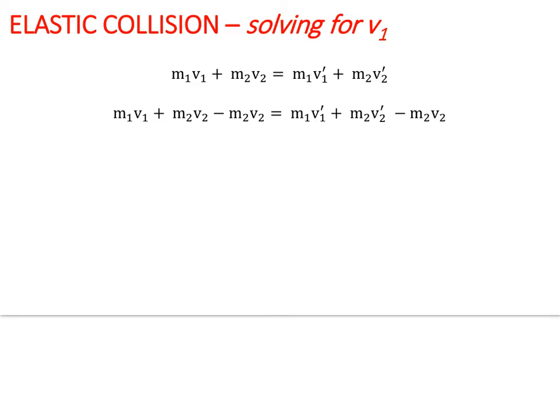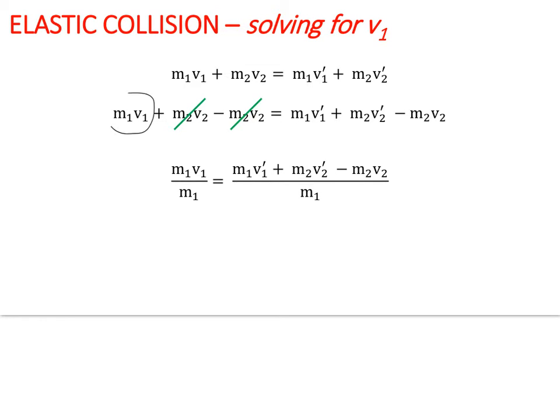The very first thing that you're going to have to do, you want to get the M1v1 all by itself on one side of the equation. And the way that you do that, you have to get rid of this M2v2. So you're going to subtract it from the left side, and whatever you do there, you have to do on the other side. So you're going to subtract it from the other side as well. Well, that cancels out, so you're left on the left side of your equation just with your M1v1, and that's equal to all of this stuff over here on the right.